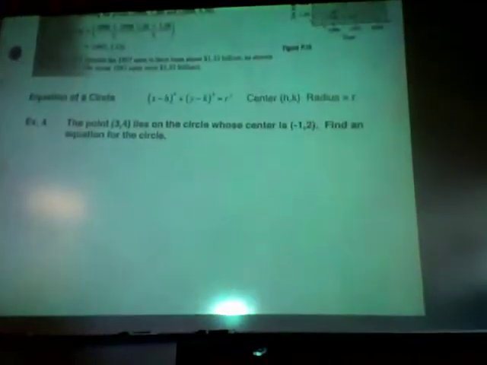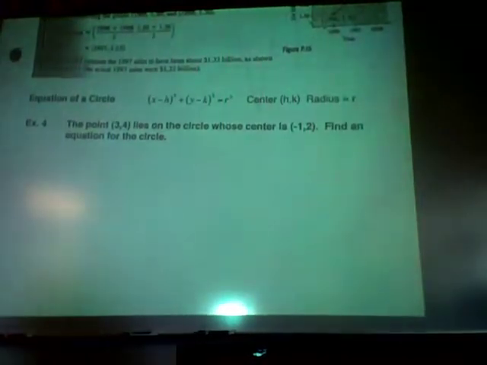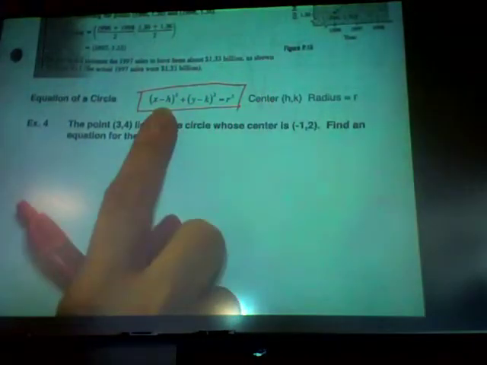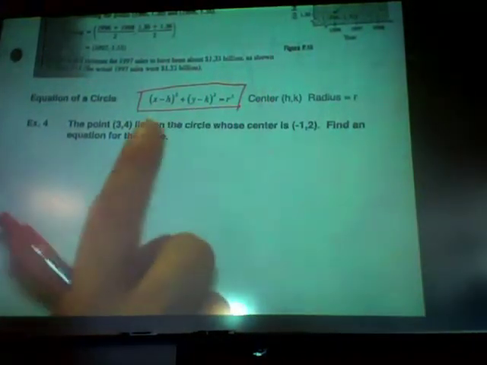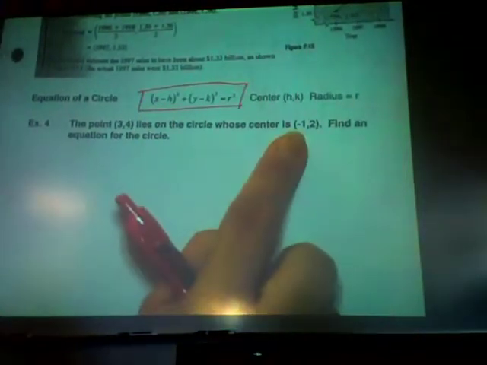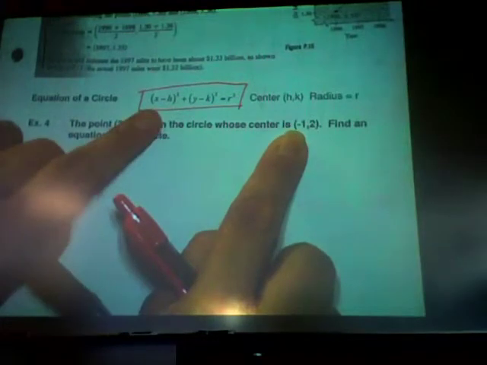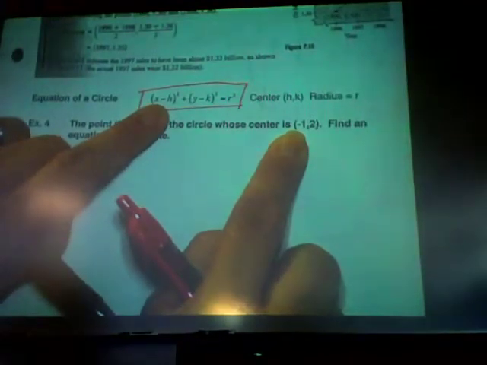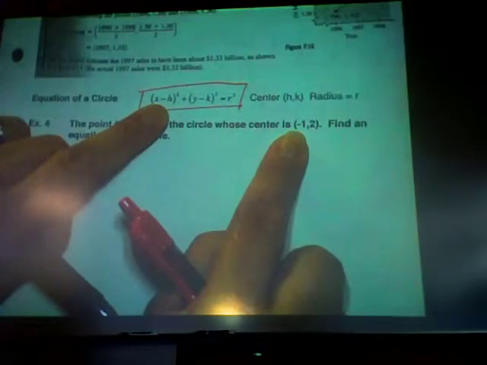And then here's the equation of a circle. So you should already know and be familiar with this equation from 3-4, right? Your center is H, K. Whatever the sign is inside, your center is the opposite sign. So like for instance, my center here is -1. X minus a -1, your actual equation is going to read X plus 1. Do you remember that? Okay.